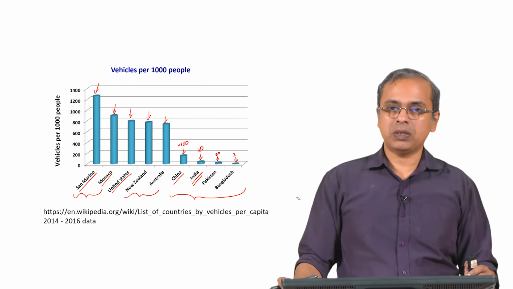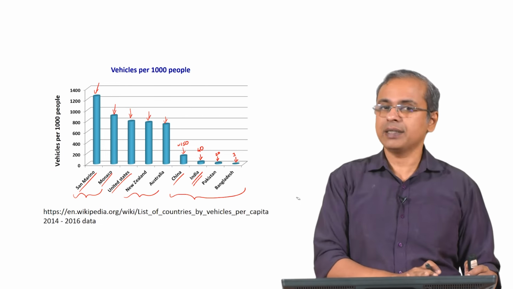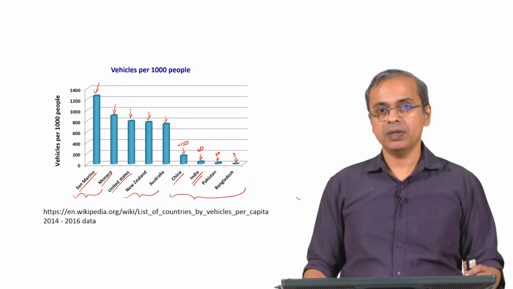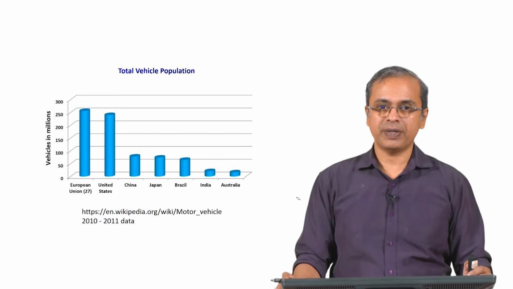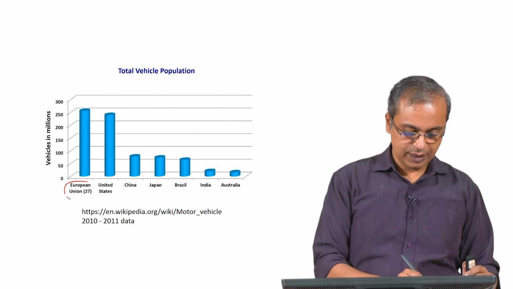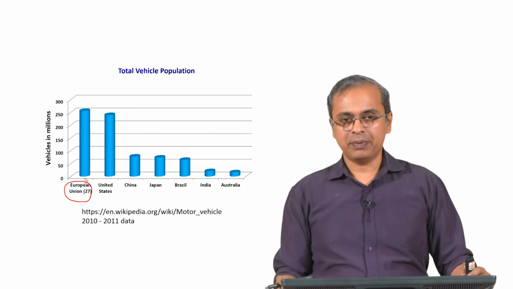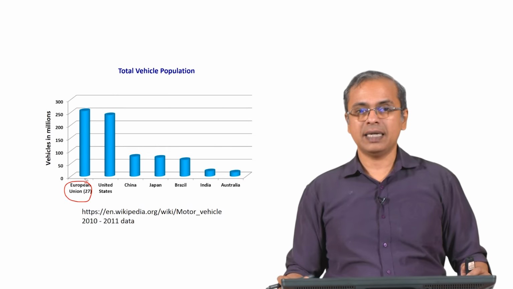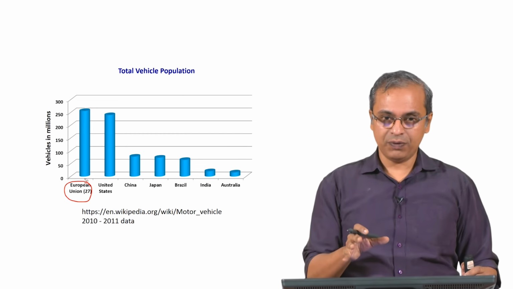So this is vehicles per 1,000 people. Of course, as I said, this is per capita, and so it can get distorted by places like San Marino and Monaco. So if you look at a little broader picture, which is the total number of vehicles present in the world, then you find the European Union. We have not seen European countries too much, except San Marino and Monaco that you saw in the last slide. We have not generally seen them in great detail in many of the other statistics that we have looked at.